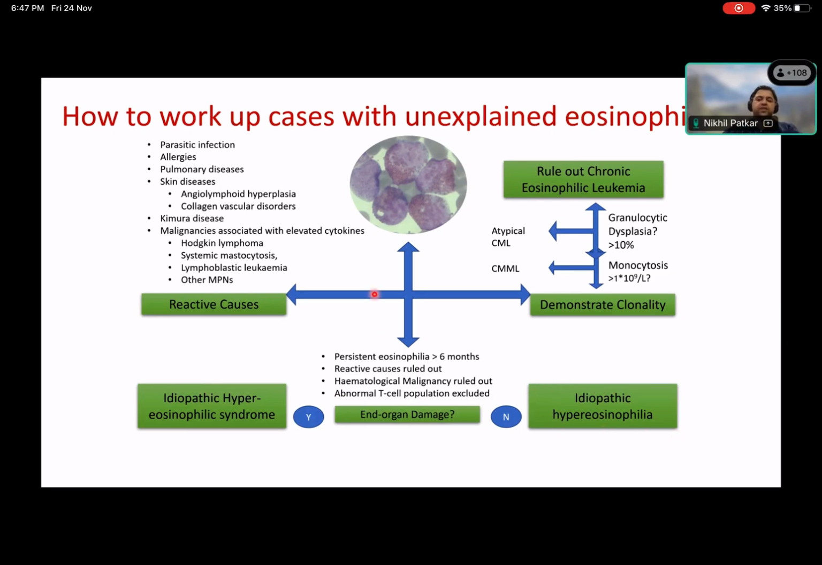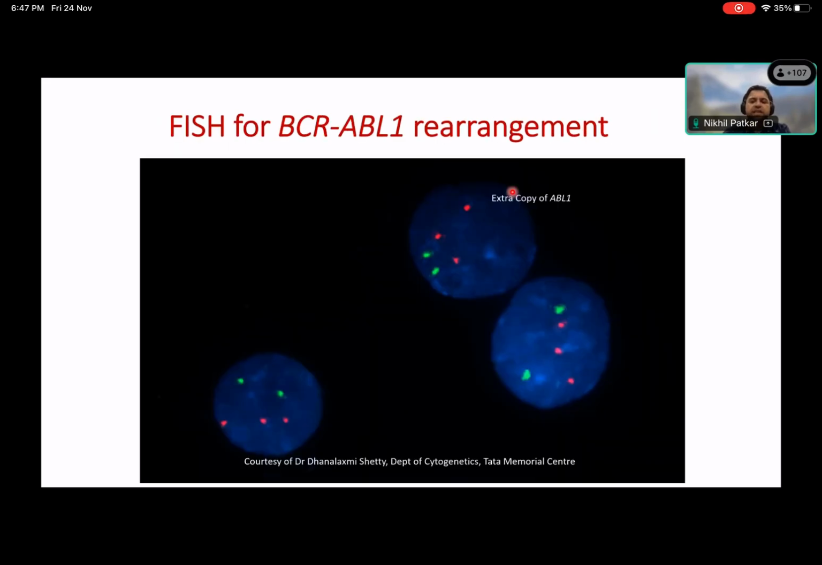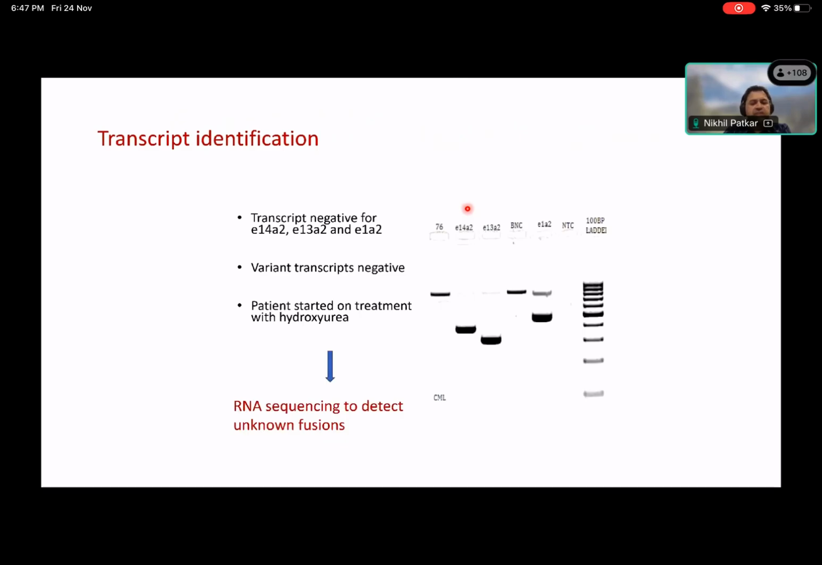But you must first demonstrate clonality to exclude certain disorders. So, for example, in a patient with eosinophilia, if a patient has monocytosis, the diagnosis is CMML. If the patient has granulocytic dysplasia, the diagnosis is atypical CML. And then you must rule out other types of fusion abnormalities that are there. So in this patient with eosinophilia, there was an extra copy of ABL1, what you can see here. And this patient was negative for all the BCR-ABL fusion transcripts, as you can see in this particular case.